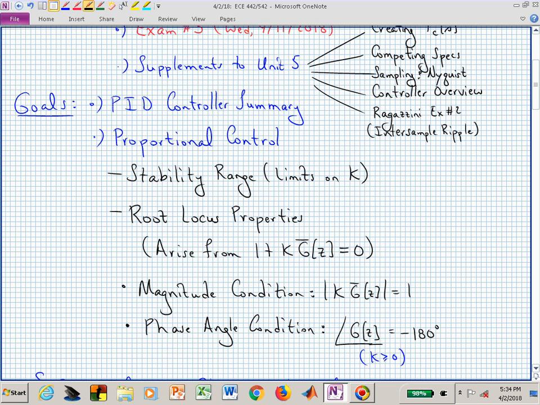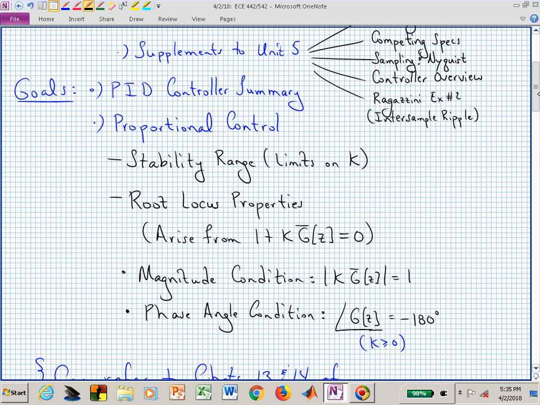And then we'll start looking at some root locus properties, and they all arise by simply examining the denominator polynomial, the characteristic polynomial, creating a characteristic equation from that, the 1 plus K G bar. That G overbar means it's the series combination of the original plant G with the controller C. So all of that is what I'm referring to as G bar.